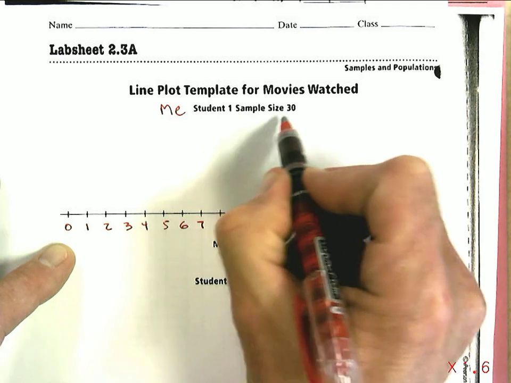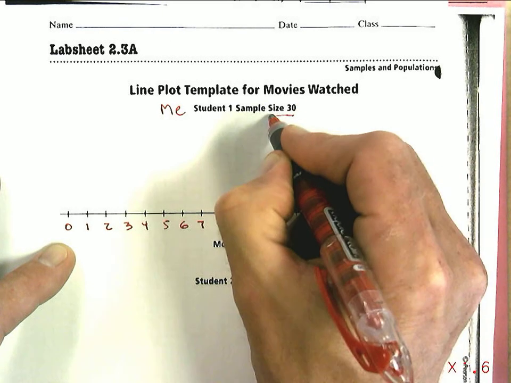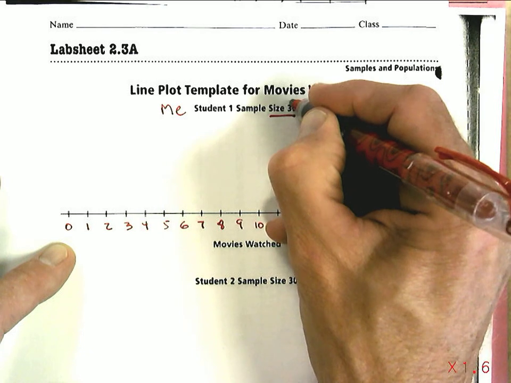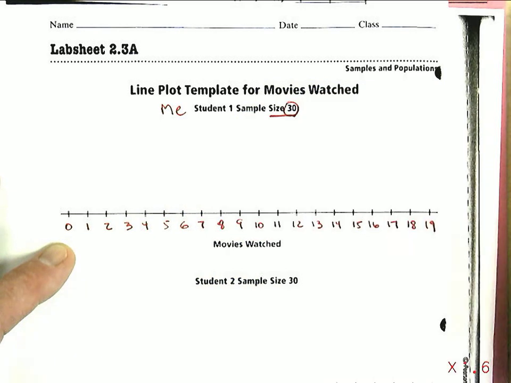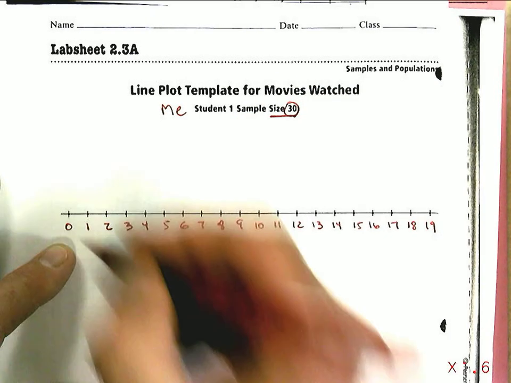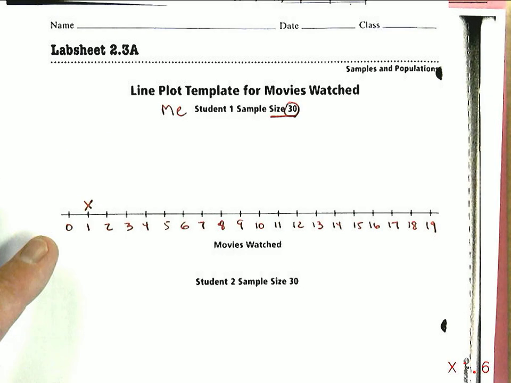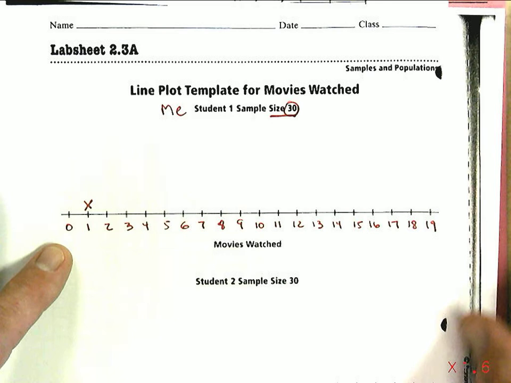And I'm going to take a sample size of 30. So I'm only going to pick 30 people off of this list, not all 100. I'm choosing randomly 30 of them. And the first one I picked had watched one movie, so I'm going to put an X right there above the 1. It's called a line plot, so I'm just going to keep track of my answers this way.